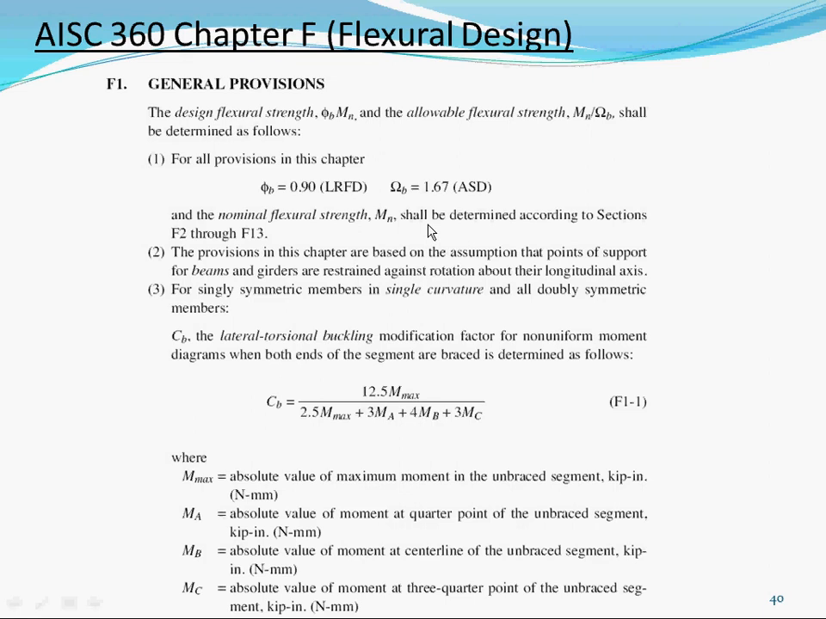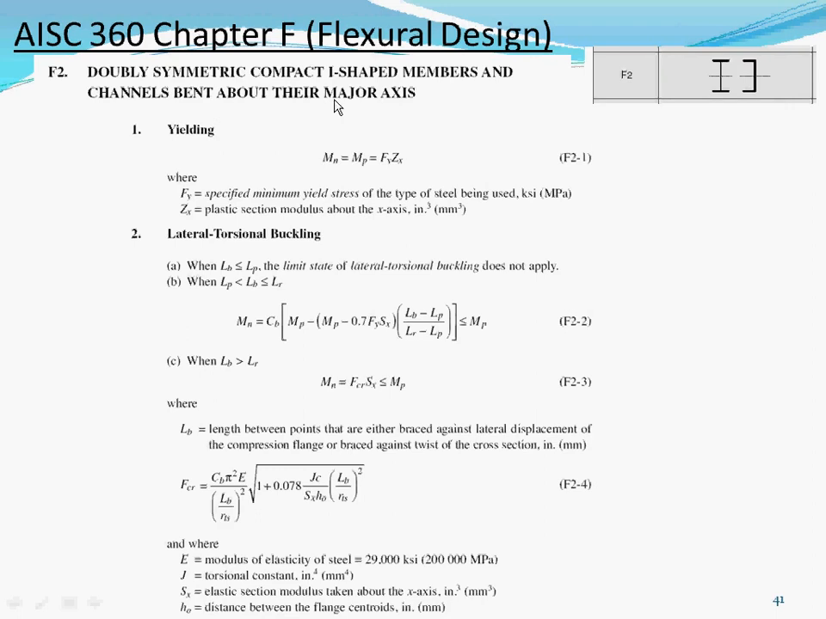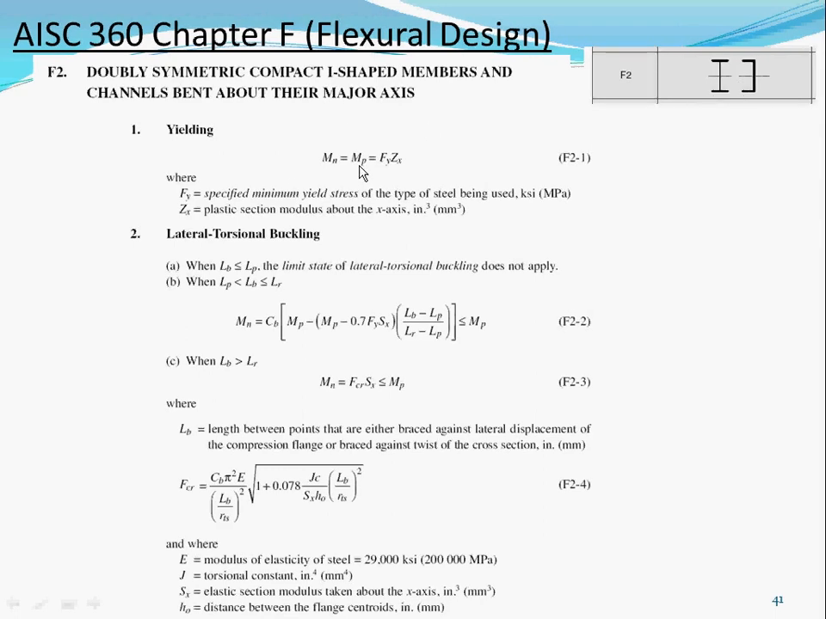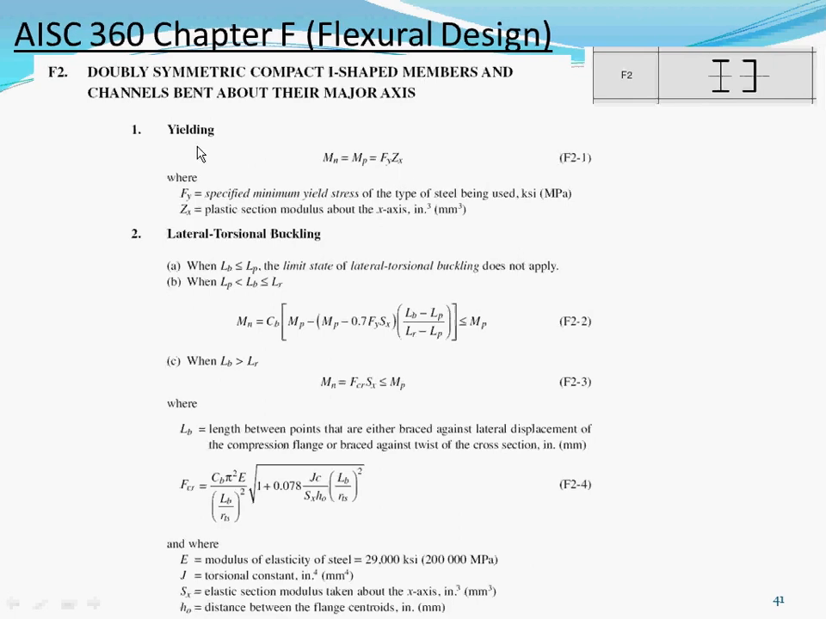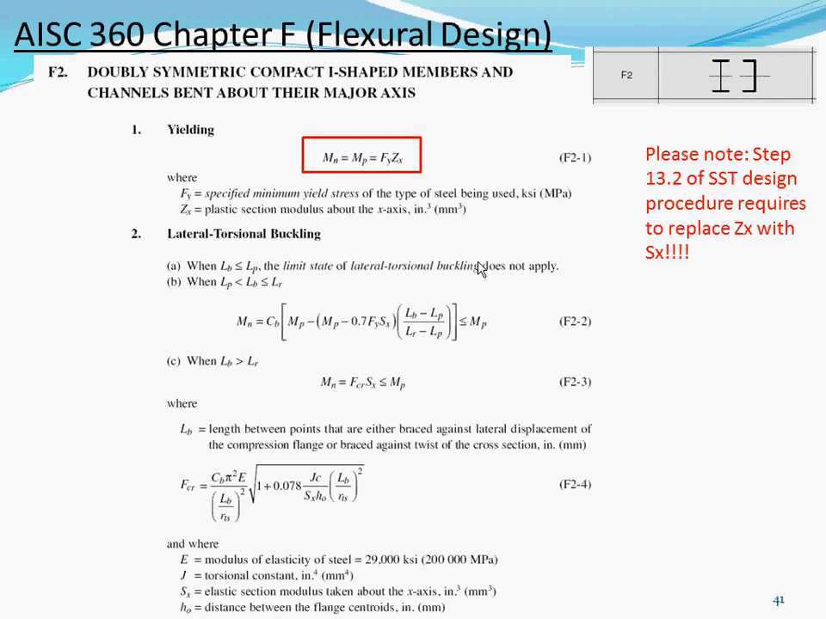Okay, so general provisions. Again, this is pretty straightforward. Here's the 2010 edition. There is no factor after it anymore. So that's one of the changes. For yielding, as we said before, MP is Fy times Zx. That's yielding, the first one. Lateral torsional buckling depends on the span and the bracing ratio. So you have to take the minimum of all these failure modes. That will be your capacity.